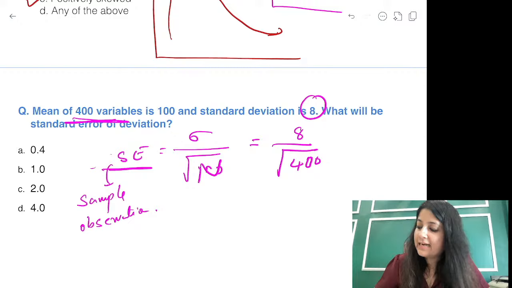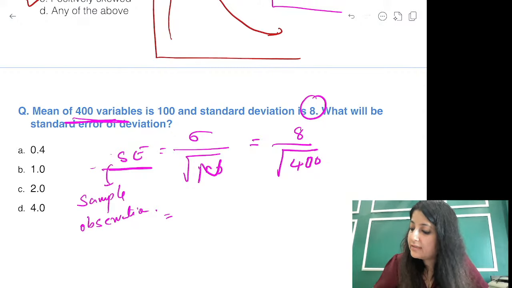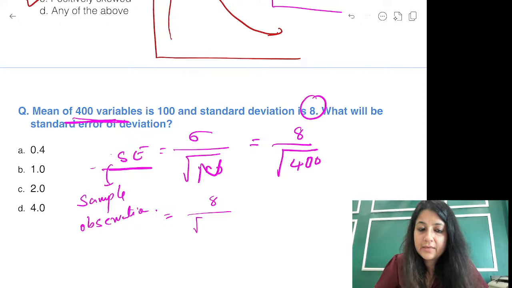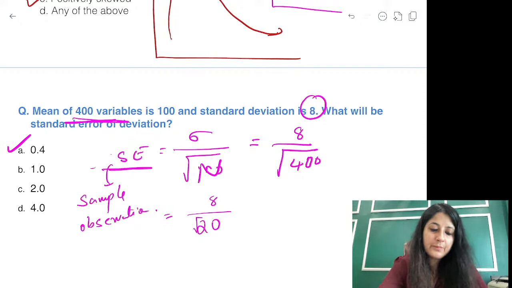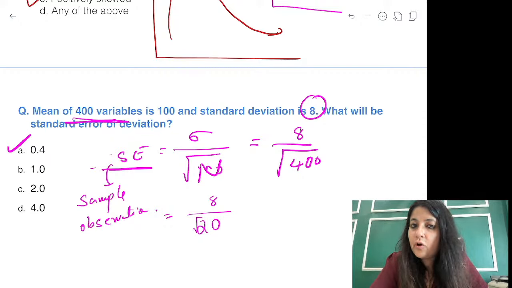Okay, so over here, standard deviation upon square root of n. What is standard deviation over here? 8. 8 upon square root of 400, that means 20. Right? So how much did it come to for everyone? 0.4. Okay? So remember this formula, standard deviation upon square root of n.